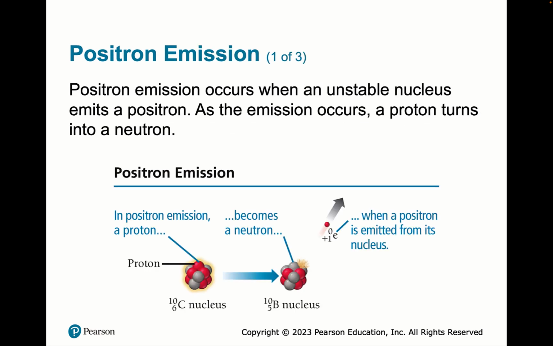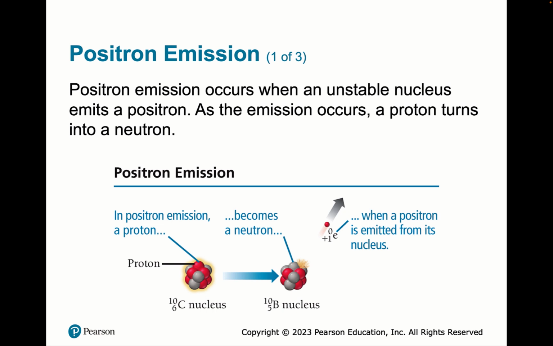Another type is positron emission. In this case, a proton can turn into a neutron and emit a positron. It's very easy to find positrons because they have a very characteristic gamma ray that comes from them, because when a positron meets an electron, they annihilate each other. So it's really easy to find positrons.